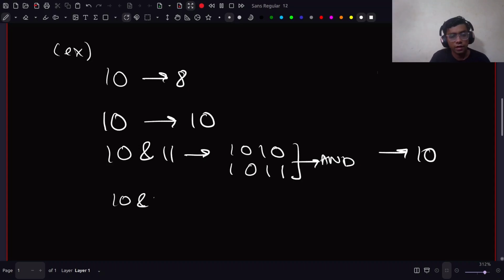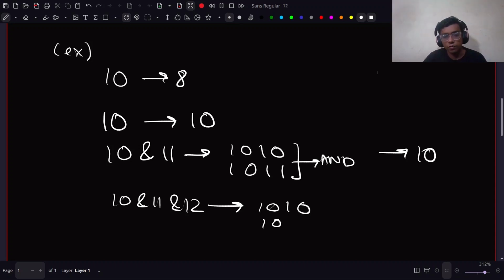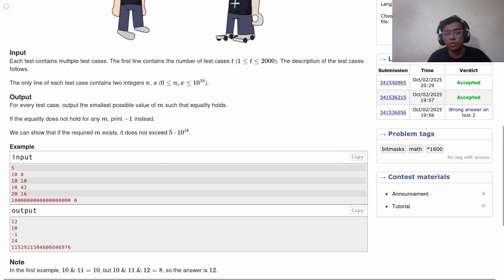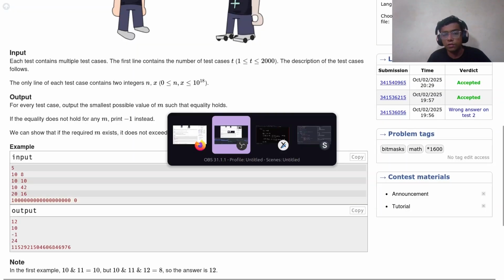Now what about 10 AND 11 AND 12, right? So this is going to be simply 10 AND 12, so it's going to be this value. And when you take AND, as you can see, the AND of these two values becomes 8. So that's why our answer is m equals 12, because the first value of m such that this held true was 12.